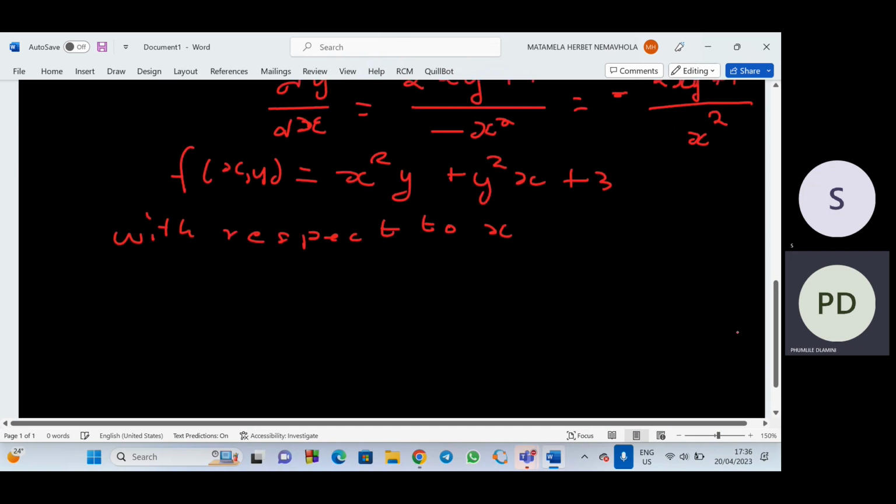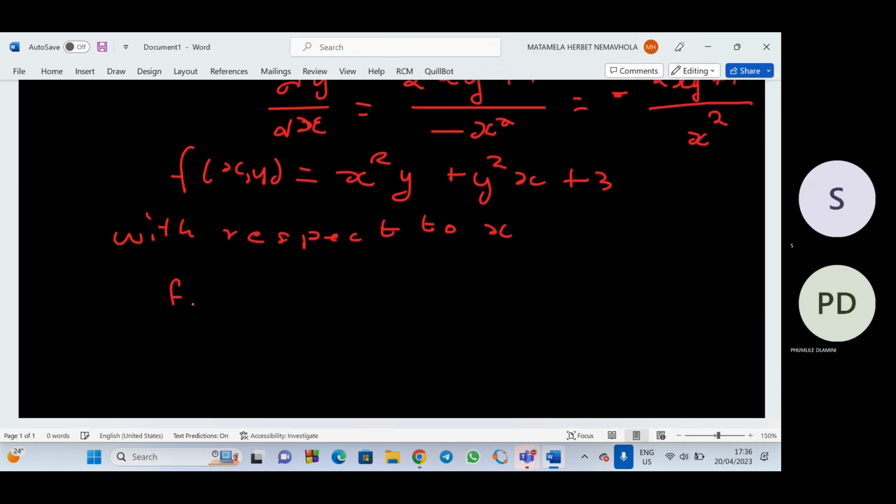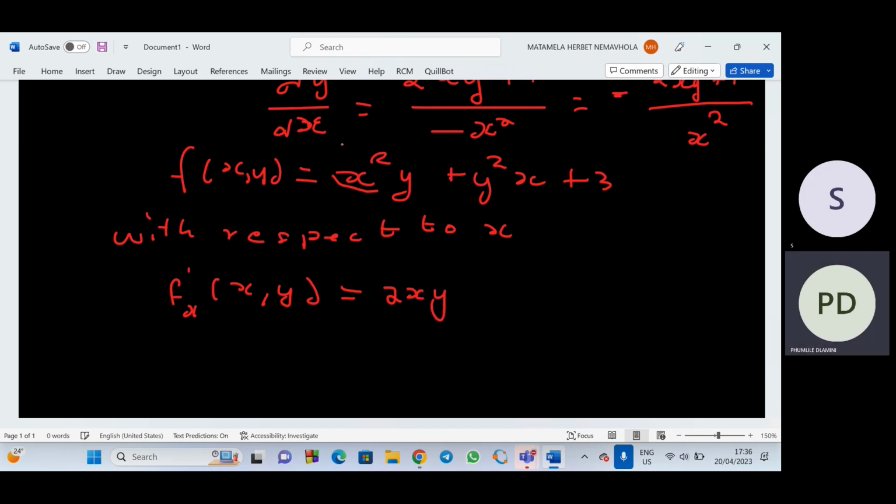So when I differentiate this with respect to x, my f prime of x, you write x to indicate that you are differentiating with respect to x, is going to be equal to, we only differentiate where there is x, which means I'm going to differentiate x squared. We're going to have 2xy, but plus, I want to use the product rule because y is going to be like a constant. When I come here, I'm going to have plus y squared only, because when we differentiate x it is going to give us 1, times y squared. So the 3 is a constant.